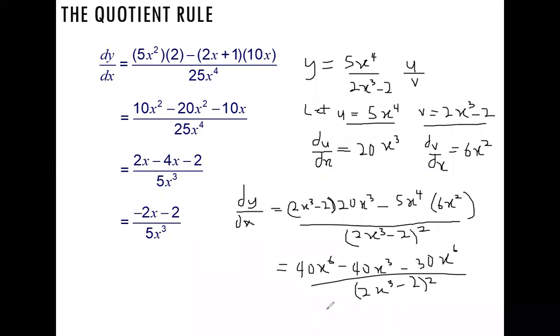When we simplify the numerator, we get 40x raised to the power 6 and minus 30x raised to the power 6, so that gives us 10x raised to the power 6 minus 40x raised to the power 3, over the denominator, which is 2x cubed minus 2, all raised to the power 2. Good. So that will be our final answer for this particular derivative.